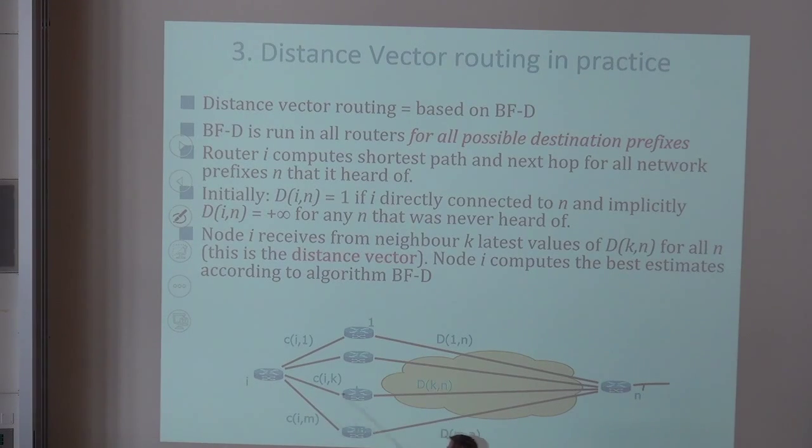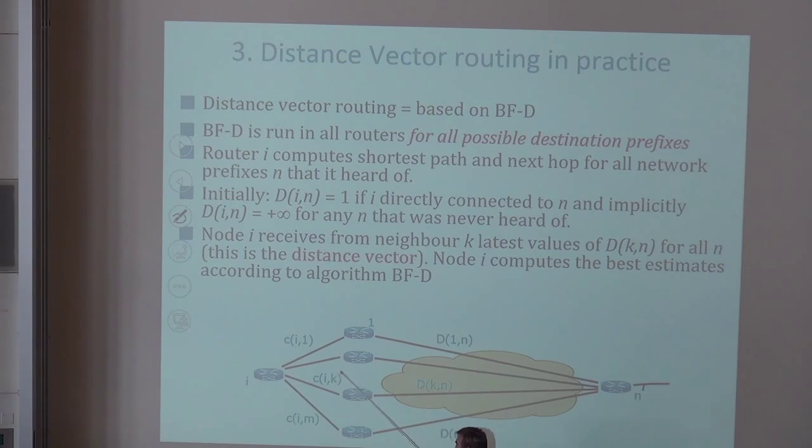This picture is illustrating what happens when we go from the theory to practice. The main difference is that the things that we compute the distance to, the nodes to which we compute the distance, are IP prefixes, which are in general not the same as routers. So there's usually not a one-to-one mapping.